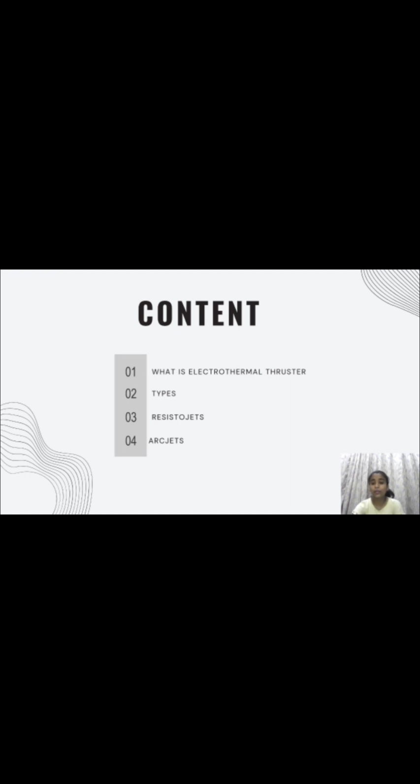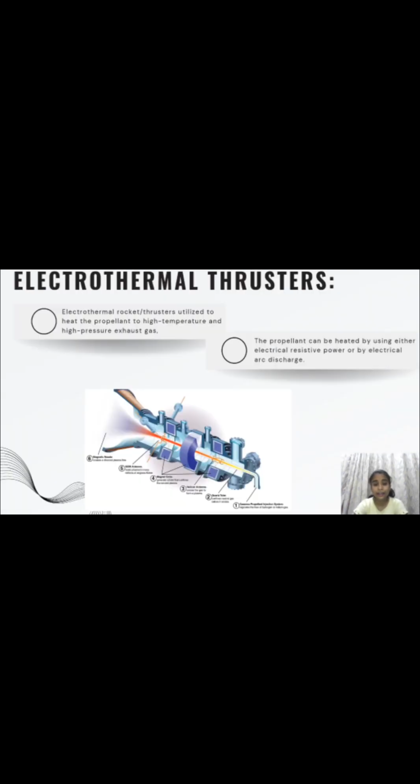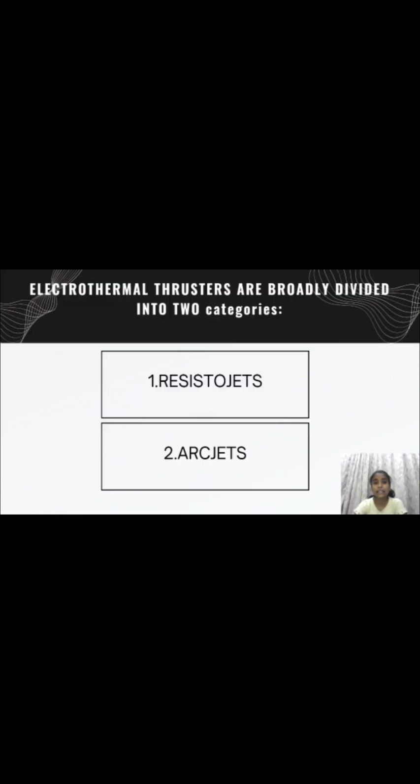The content we are going to learn in this presentation is what an electrothermal thruster is and what its types are, like resistojets and arcjets. Moving towards the next slide, you can also see the diagram downwards here. This is a diagram of an electrothermal thruster. As I have told earlier, electrothermal thrusters are broadly divided into two types, resistojets and arcjets. I will discuss the resistojets.